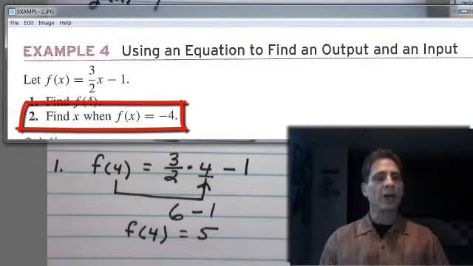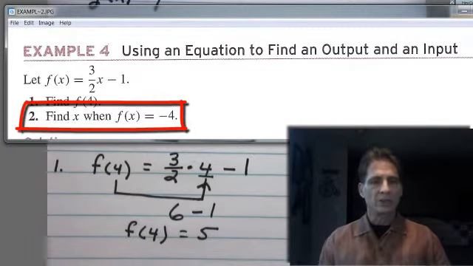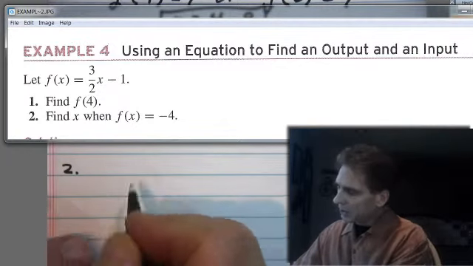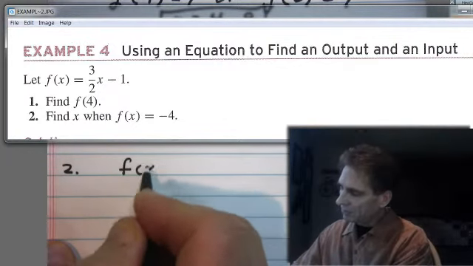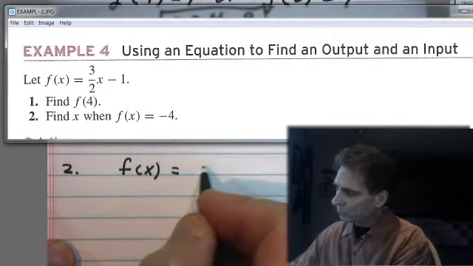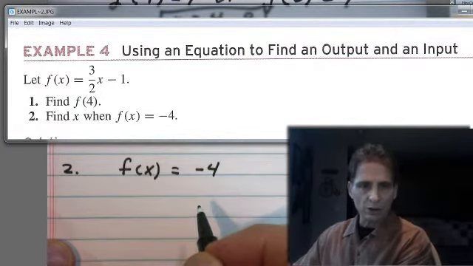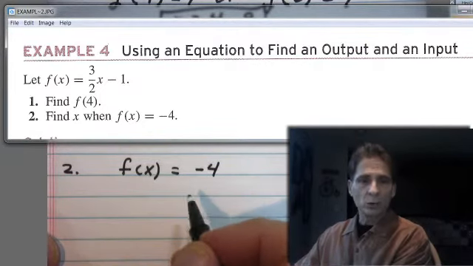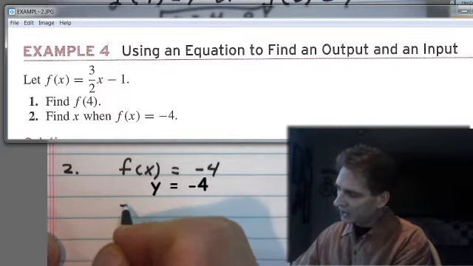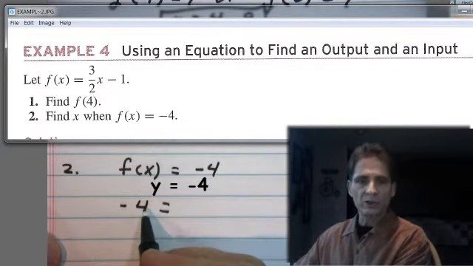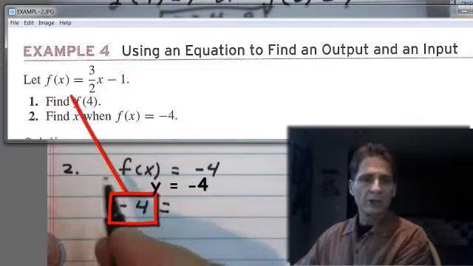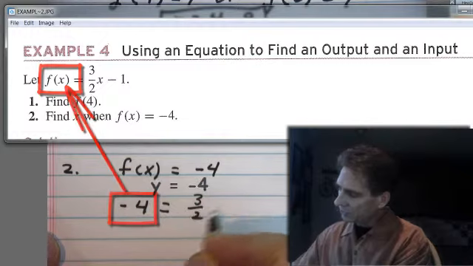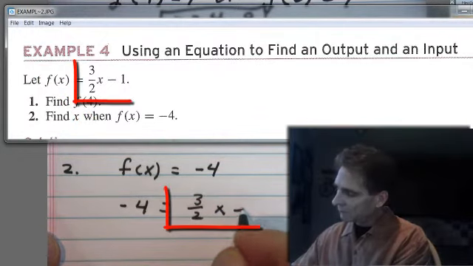Now the second part is find x, given that f of x is equal to negative 4. Again, we want to remember that the meaning of f of x equals negative 4 means that y is equal to negative 4. So don't get that confused with the x. So f of x equals negative 4 would mean we replace that in the equation for the f of x. So negative 4 here goes where f of x is up in the equation, and it is equal to 3 halves x minus 1.